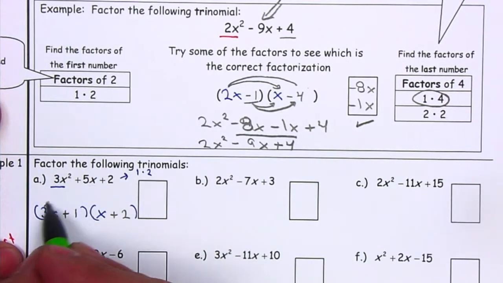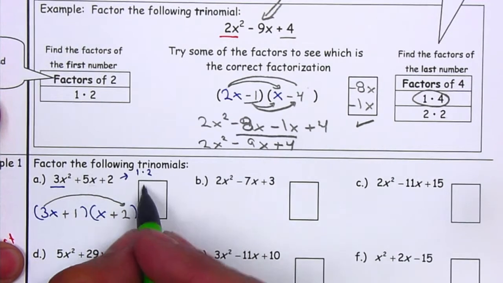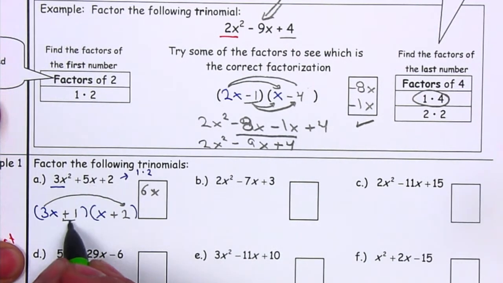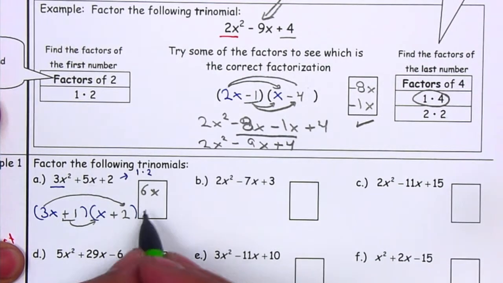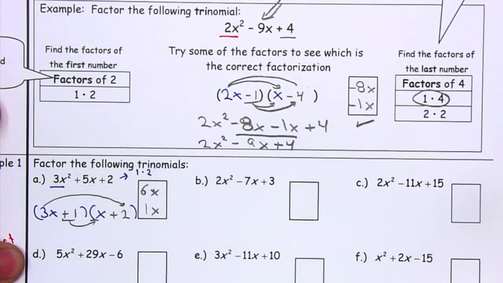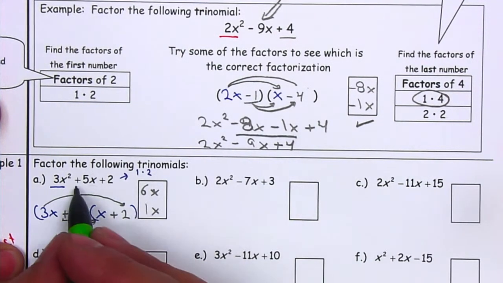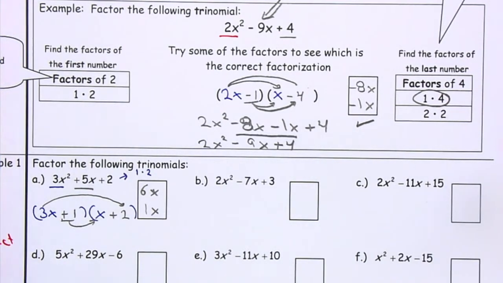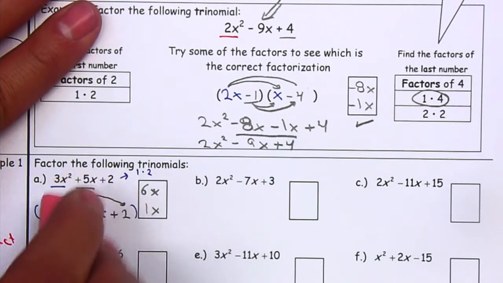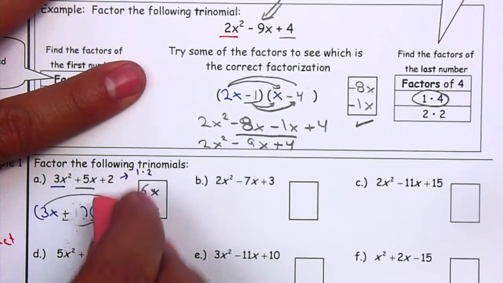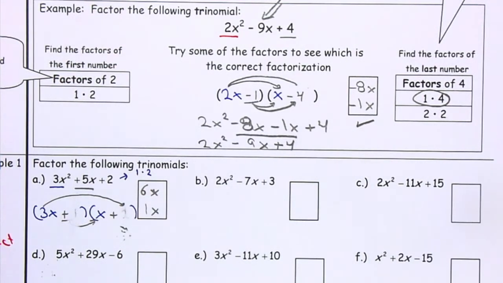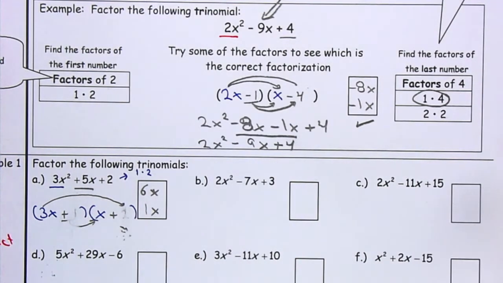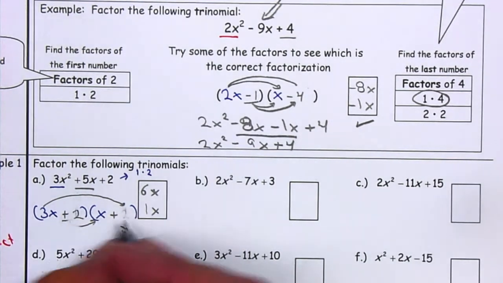I'm going to multiply the outside terms. That'll give us 6x. I'm going to multiply the middle terms. That'll give us 1x. If I add both of them, will that give me 5? No. So I'm going to switch the 2 and the 1 around. I'm going to place the 2 here and the 1 here, and see if that helps.